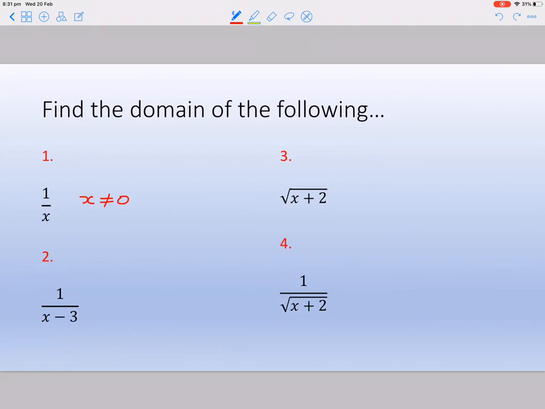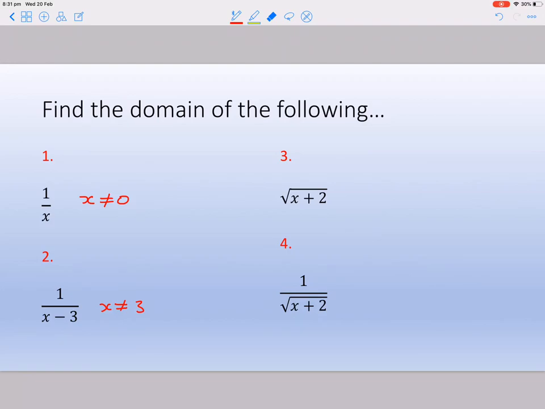Now the second question is very similar, but it's just going to be another number. What value of x will make the denominator 0? If you said 3, you'd be 100% correct. So x cannot be 3. If you wanted to work it out, just solve for 0: x minus 3 equals 0, x equals 3. It's all about what makes the denominator 0, so that's why we made it equal to 0.